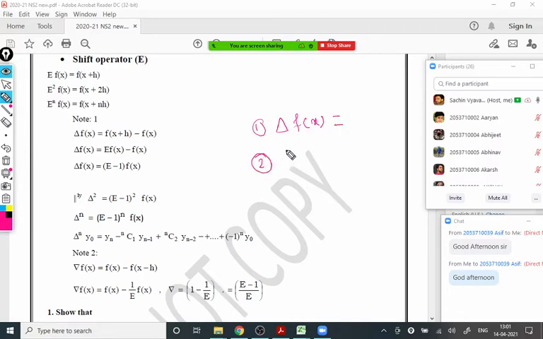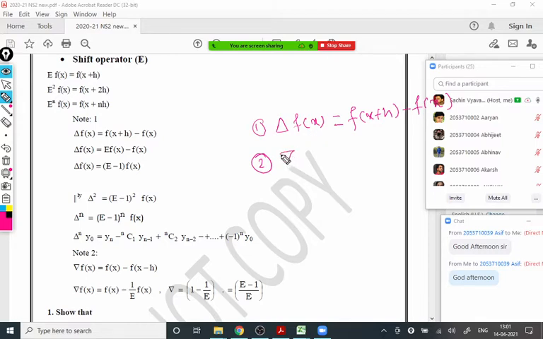Yes. What is the formula of forward difference function? Delta of fx. Sir, f of x plus h minus fx. Very good, Asif. Okay, correct. So f of x plus h minus fx is delta fx. So that is forward operator.